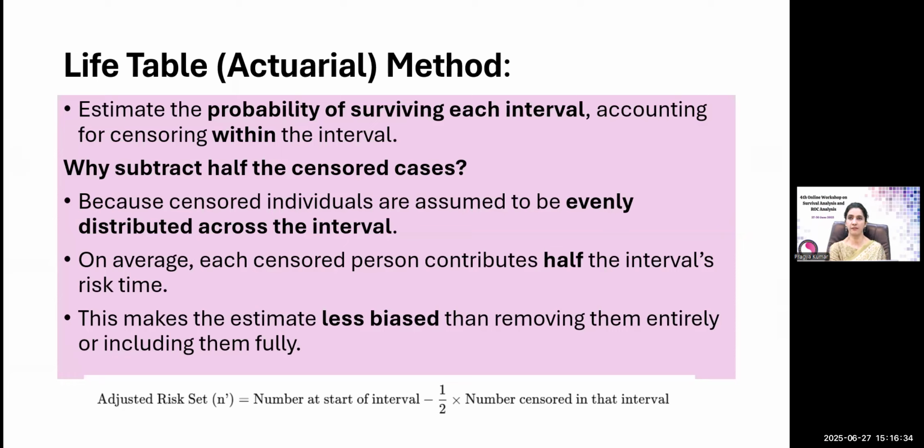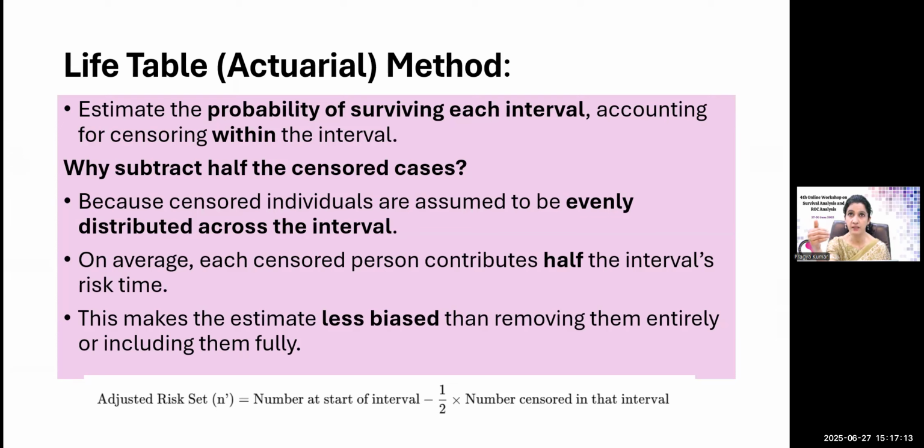So now coming to the life table, which we have started. The life table is also known as the actuarial method, because life insurance companies use this. It estimates the probability of surviving each interval. In Kaplan-Meier, at a particular time point, we get a precise estimate. But in a life table, you don't have a precise estimate. Rather, you have an interval.